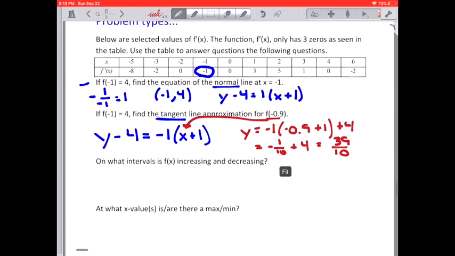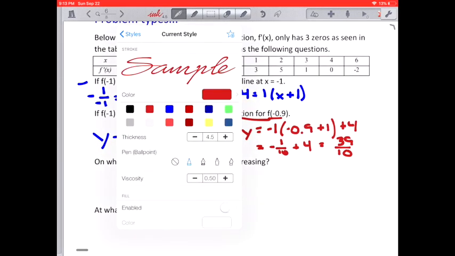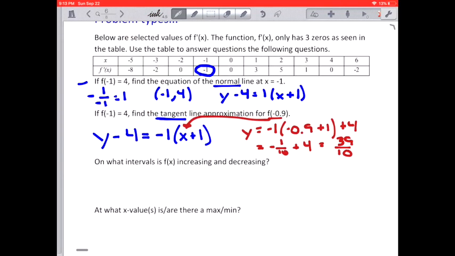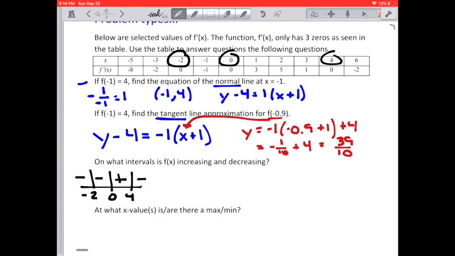Now the next question asks where the function is increasing and decreasing. I'm going to make my life easy and make a sign chart. So I notice that at -2, 0, and 4, my derivative is equal to 0. So -2, 0, and 4, I want to see where this function is decreasing and increasing. So I'm going to look at the positive and negative nature of my derivative. To the left of -2, f prime is negative. In between -2 and 0, it's negative. In between 0 and 4, it's positive. And then to the right, it's negative.